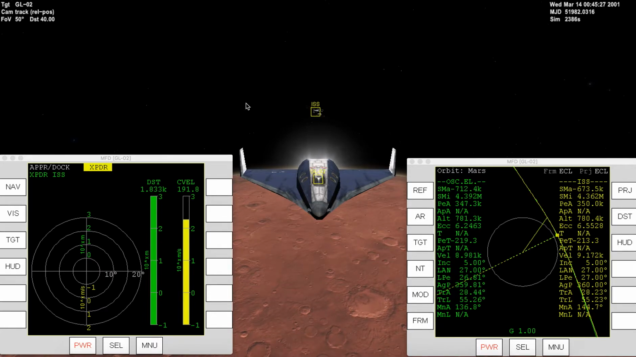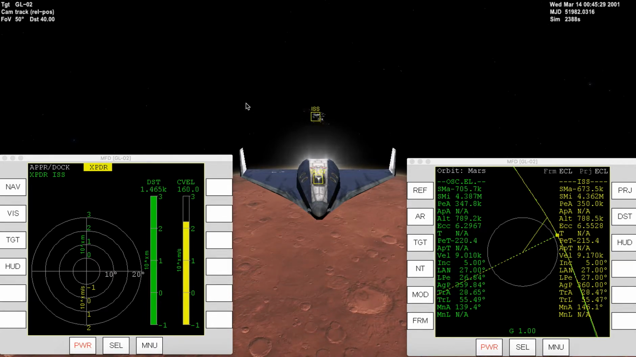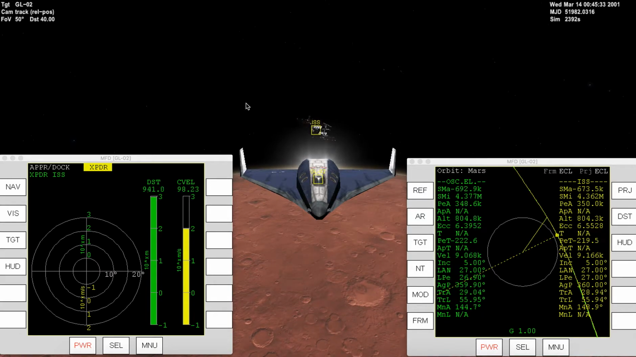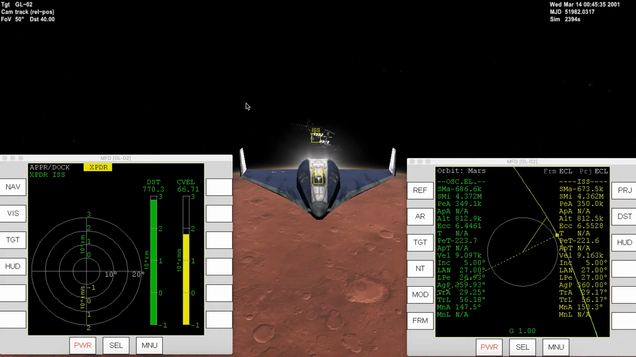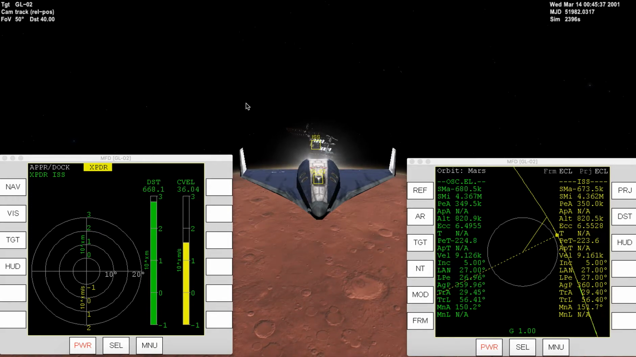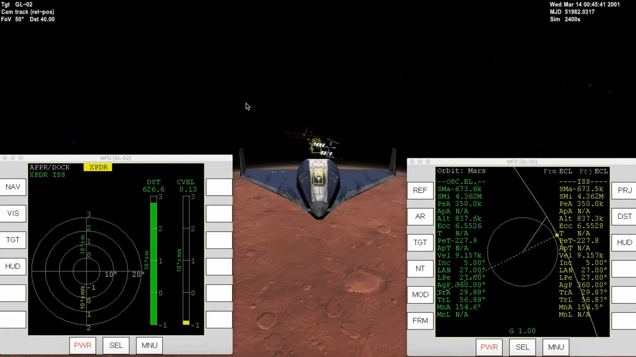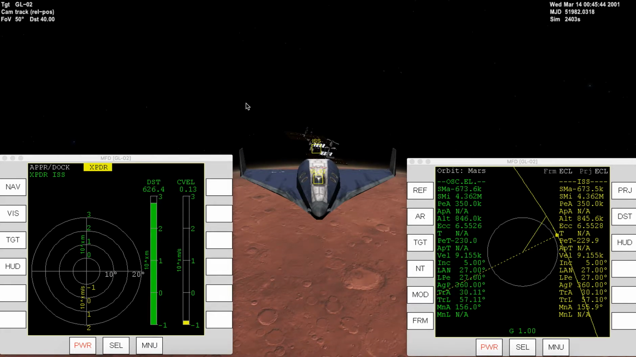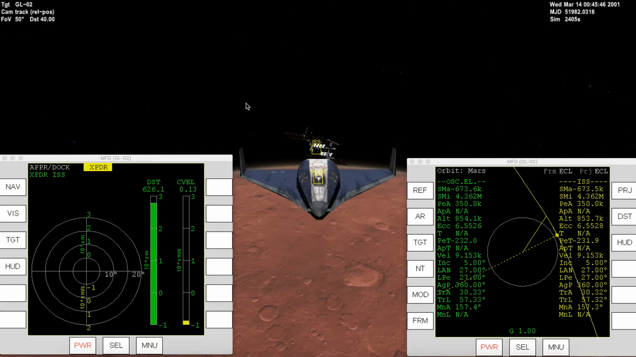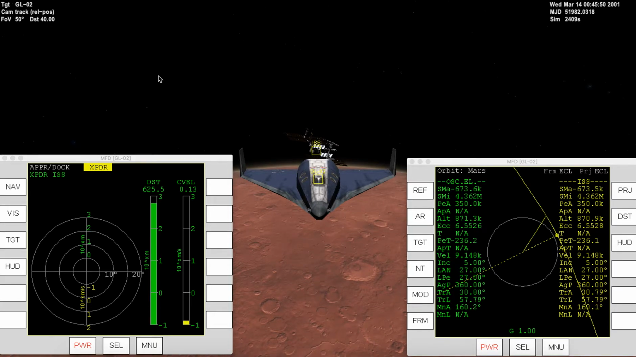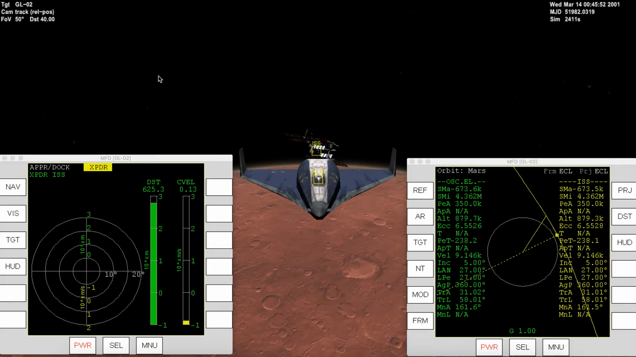We're coming up to the end of our burn. 1.3 kilometers away, 1.2 kilometers away, 900 meters. Ooh, this is going to be close, isn't it? And there you are. 600 meters away, and the speed differential is 0.13 meters per second. So that's not too bad.